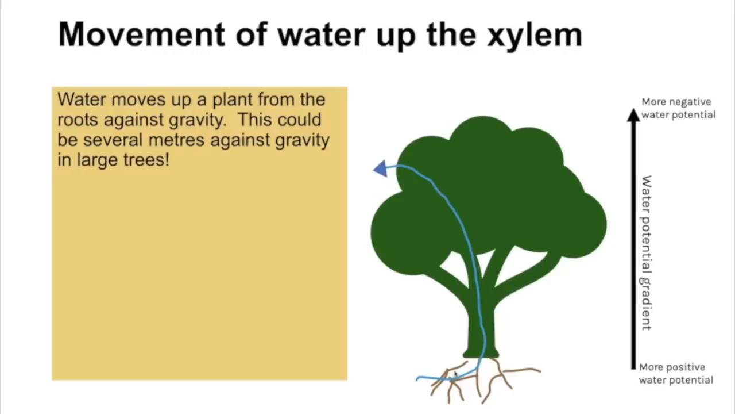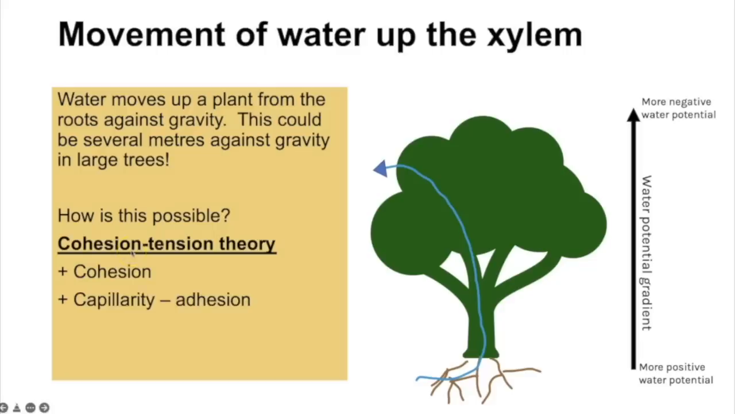So how water actually moves from the roots all the way up the xylem to transpire out of the stomata links to this idea of the cohesion tension theory. So water has to move up the plant from the roots against gravity, and that can be a very, very large distance if it's a huge tree. And this is possible because of the cohesion, the capillarity or adhesion, and root pressure.